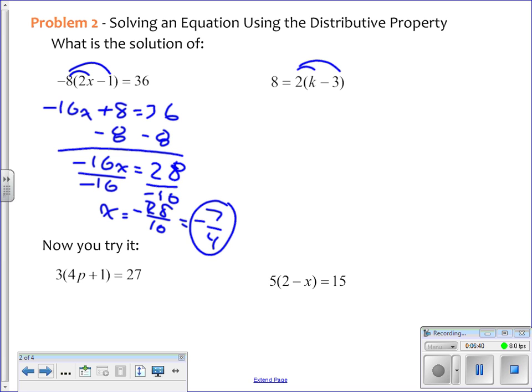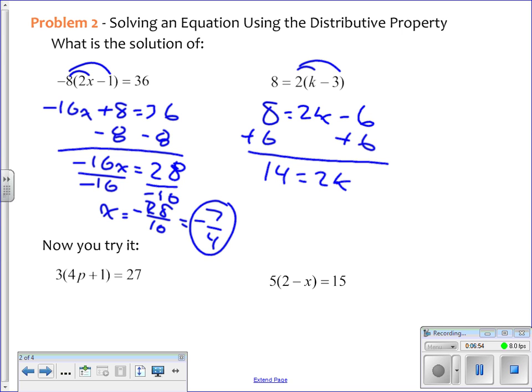Distribute by 2. 8 equals 2k minus 6. Now it's a simple two-step problem. Add 6. I get 14 equals 2k. Solve for k, divide both sides by 2. 7 equals k.